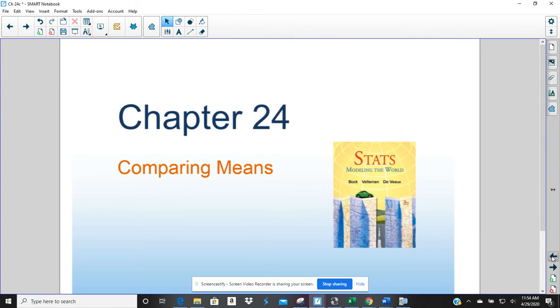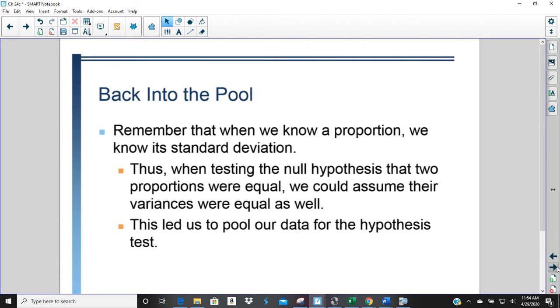Good morning, everybody. So we are going to finish up comparing means, which is chapter 24. We're on day 3. So if you recall from two proportion z-tests, when we were able to do pooling, let's talk about that a little bit.